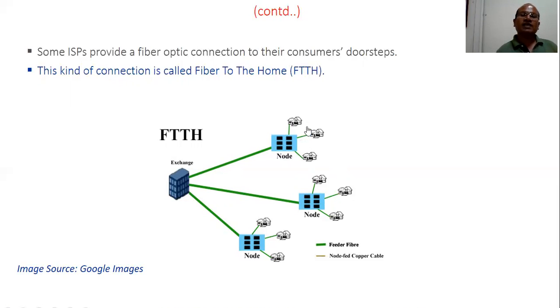So the entire green color is fiber actually, right? From the node to the houses also, it is connected with fiber. So everywhere a fiber connection is there, and this system is called FTTH, that is, fiber to the home. So there are two connections: fiber to the node, and from the node, normal ordinary cables; and in fiber to the home, FTTH, everything is replaced by optical cables. Which one is costlier? Obviously, the costlier one is FTTH.